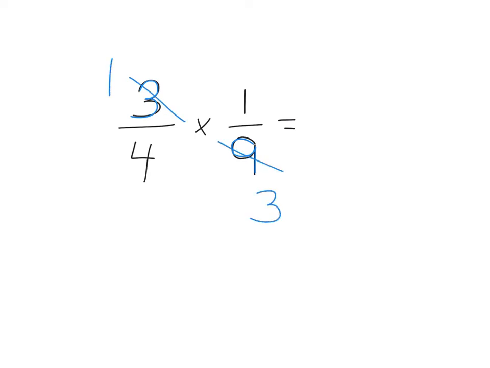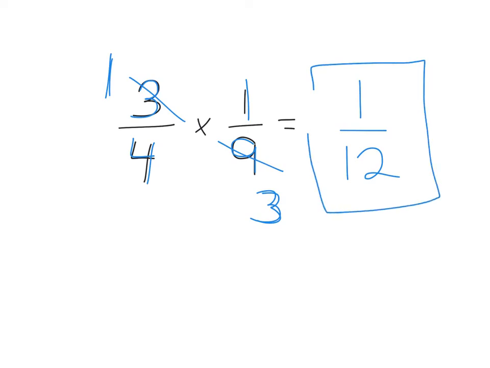So there, I've simplified. Now I can multiply the numerators. 1 times 1 is 1, and 4 times 3 is 12. And of course, I want to double check that my answer is in simplest form, and it is.